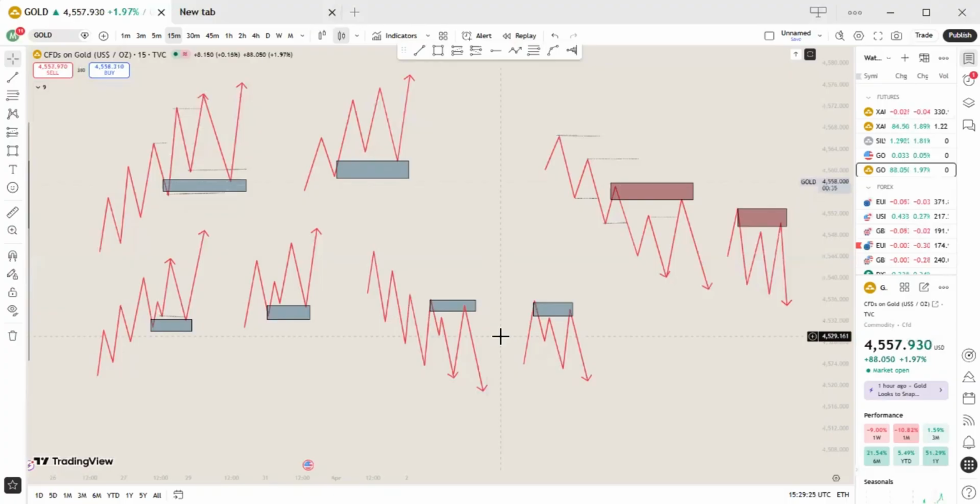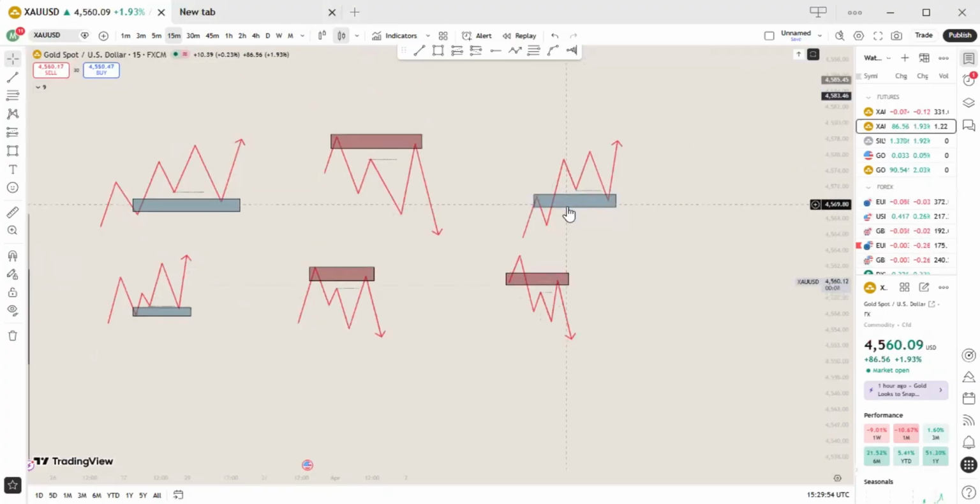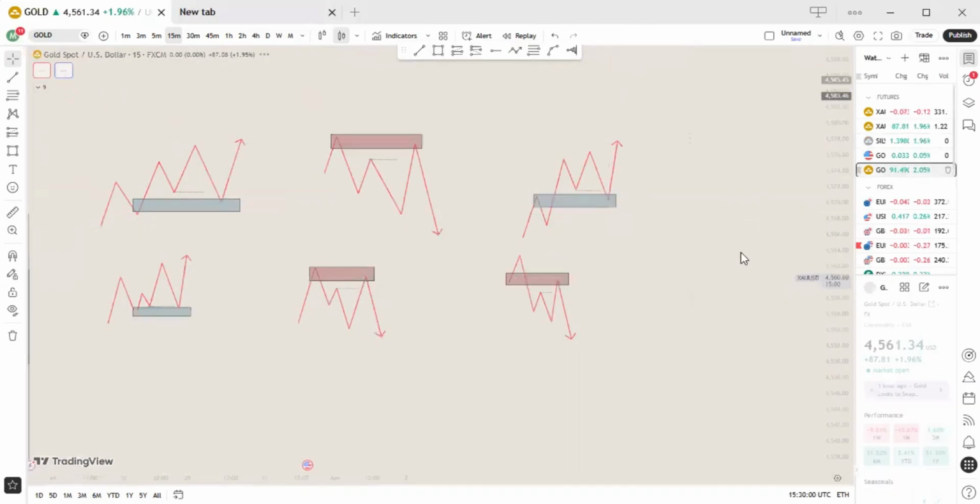There are two types of liquidity. We have liquidity after a break of structure and liquidity before a break of structure. That is what you should understand. Now, let's continue. This one is called the white pattern and this one is called the black pattern. There are also liquidity after a break of structure.